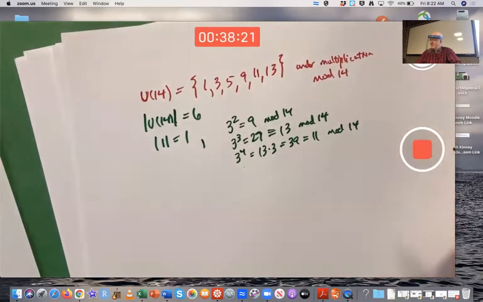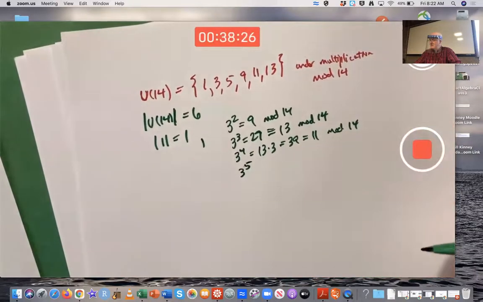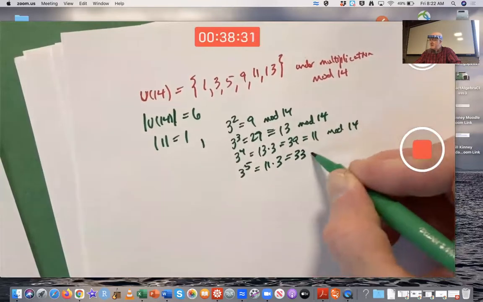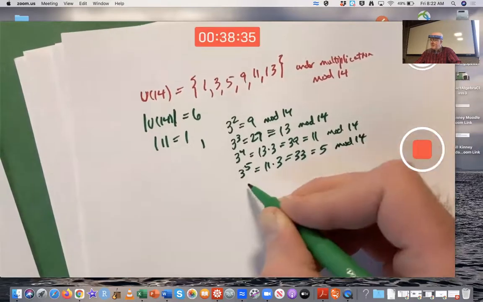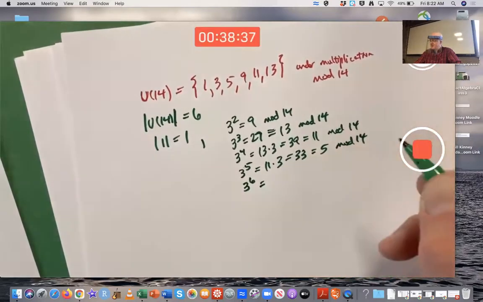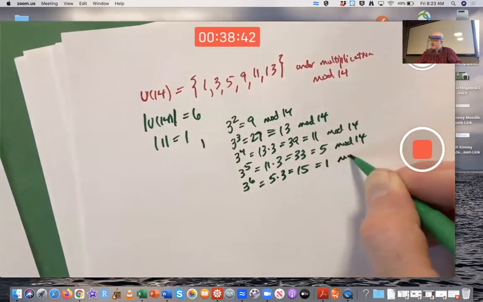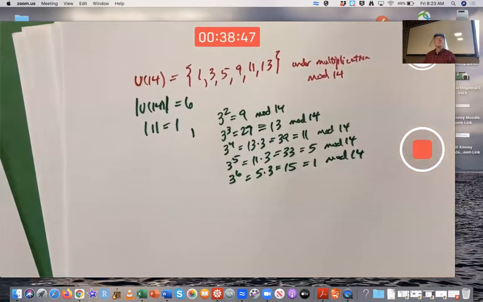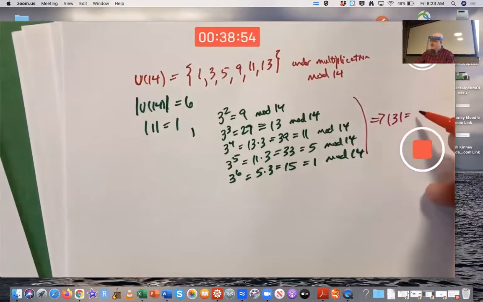There's only one element left. 3 to the 5th must be 5, because that's the only one left. We can think of it as 11 times 3. 33 mod 14 is going to have a remainder of 5. And 3 to the 6th better be back to 1. And that's the same as 5 times 3 or 15 or 1 mod 14. So yes, the order of 3 equals 6.